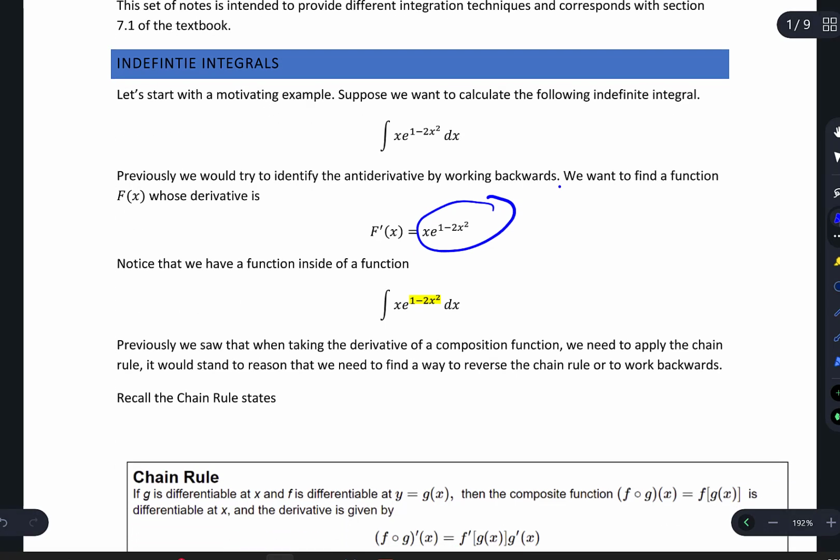Now this one looks a little bit more complicated than the ones that we've seen in the past, but one thing to notice is that we do have a function inside of a function. So instead of e to the x, we have e to the 1 minus 2x squared. Previously we saw that when taking the derivative of a composition function, we need to apply the chain rule. So it would stand to reason that we need to find a way to reverse the chain rule, or to work backwards, in order to find this integral.